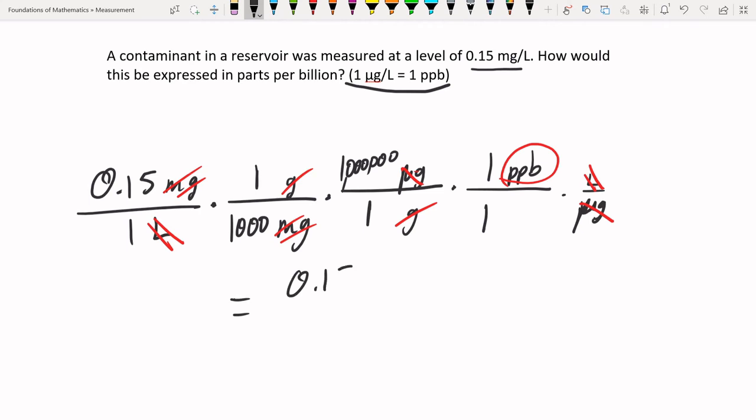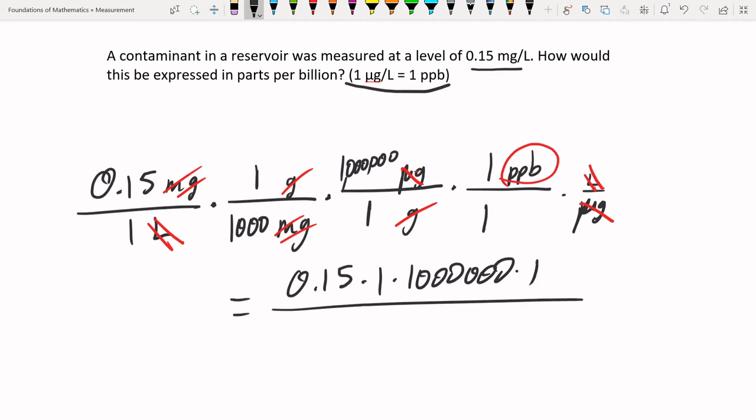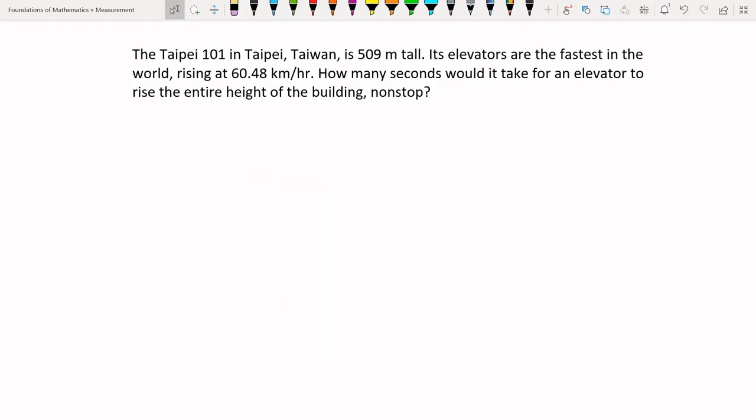Okay, now we have 0.15 times 1 times 1,000,000 times 1 over 1 times 1,000 times 1 times 1. 3 of those cancel with 3 of those. And we get 1, 2, 3. So we get 150 parts per billion at the very end of it.